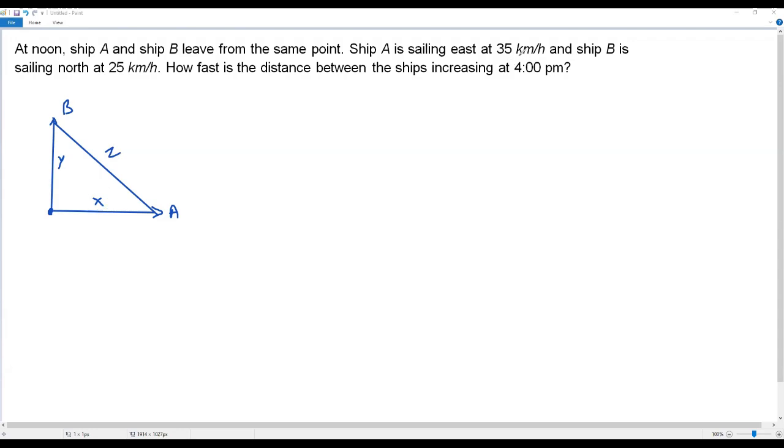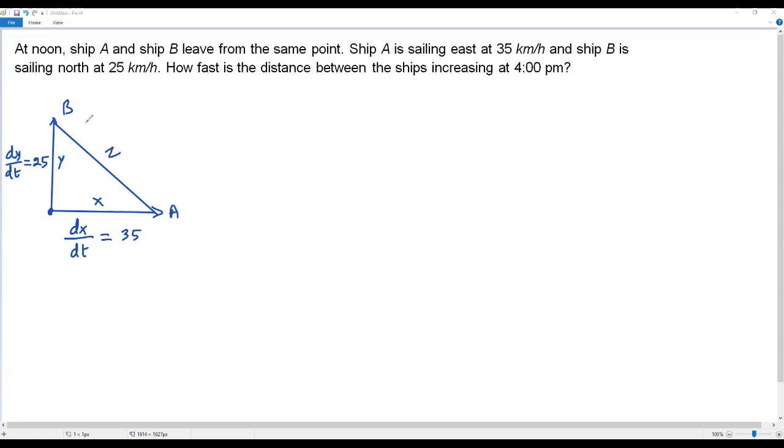So here the distance is changing with respect to time. So we have to write this derivative with respect to time. That is dx over dt. That means the distance covered by ship A, x, is changing with respect to time. It is given by 35 km per hour. And also dy over dt. This represents the change in y, that is how the distance covered by ship B is changing with respect to time. That is given by 25 km per hour.